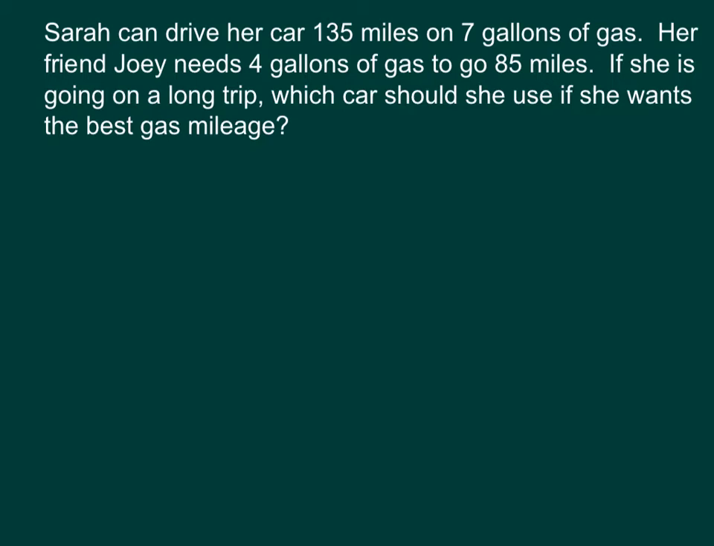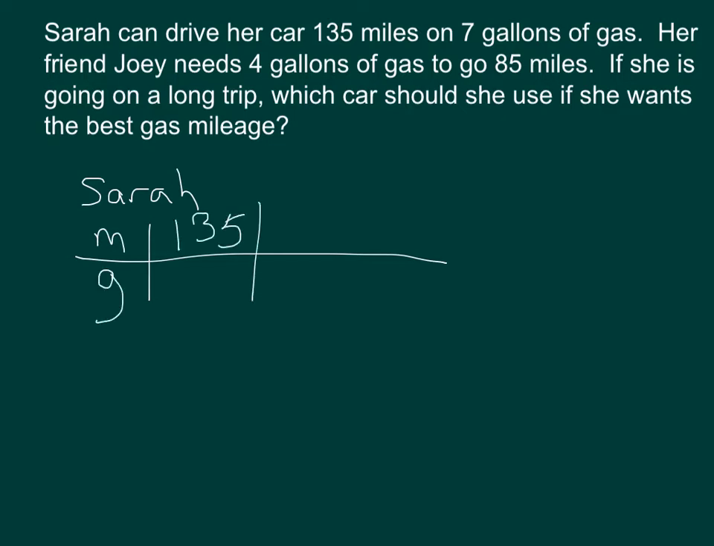Let's start with Sarah. Sarah can go 135 miles on 7 gallons of gas, so that's miles and gallons, 135 and 7. Because it's miles per gallon, we need to know 1 gallon, so we put 1 in the gallons row. Then we're simply going to divide by 7, because any number divided by itself gives you 1. If we do that on the bottom, we do that on the top. So 135 divided by 7.